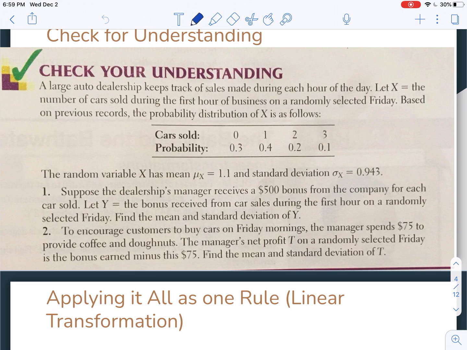All right, so you should recall this from 6.1 notes. We're looking at this auto dealership. They keep track of sales made during each hour of the day. Let X be the number of cars sold during the first hour of business on a randomly selected Friday. Based on previous records, the probability distribution of X is as follows. So it has a mean of 1.1 and a standard deviation of 0.943.